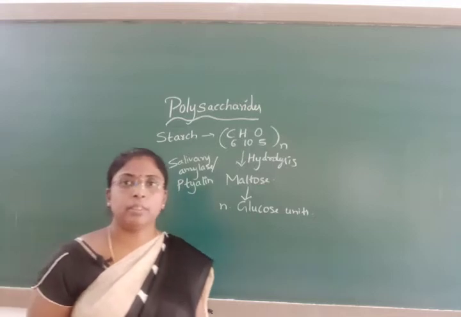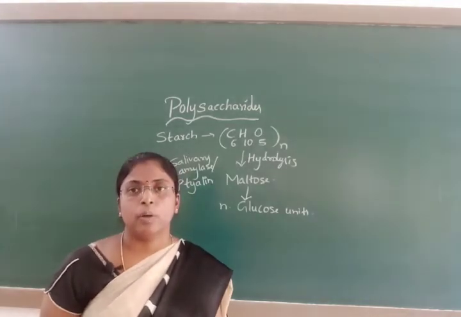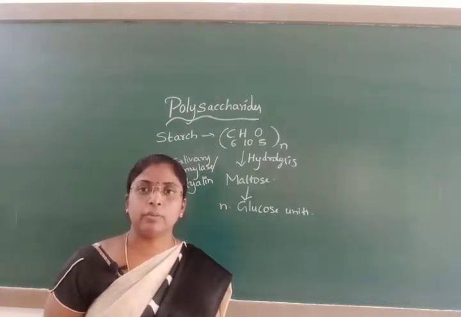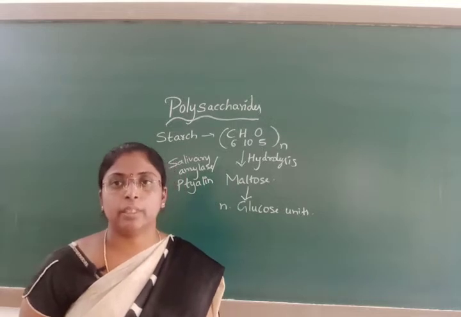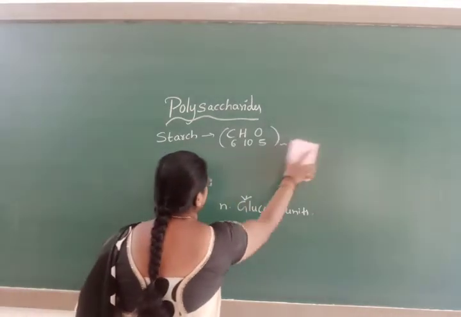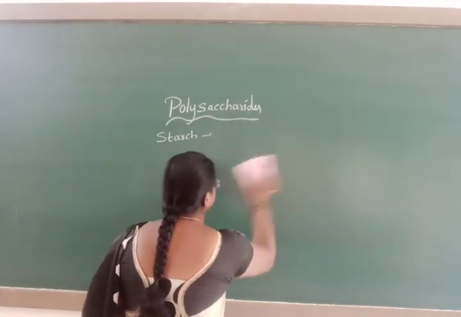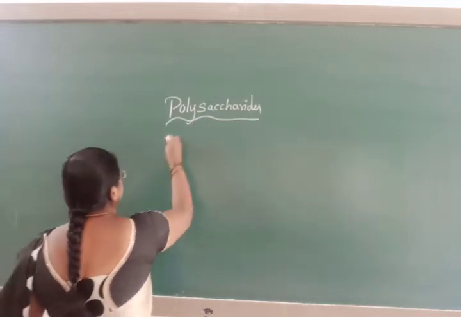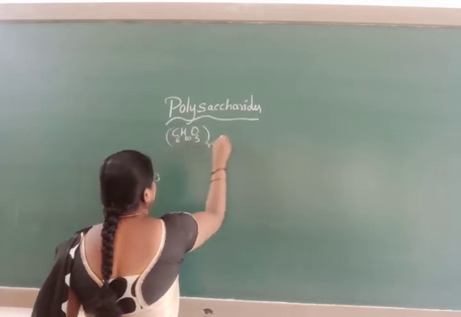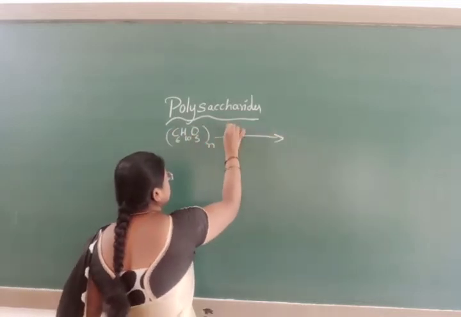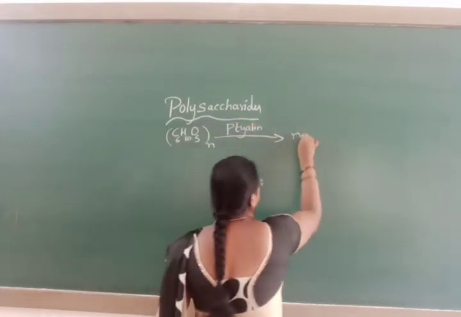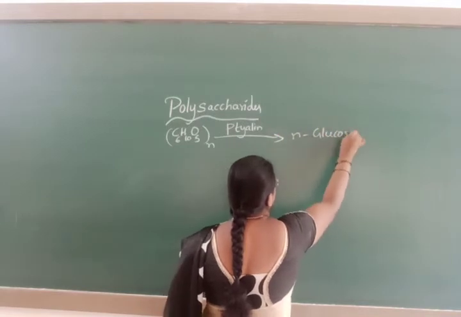Starch is made up of two components. One is the amylose, it is a water soluble component, and another one is the amylopectin, it is a water insoluble component. If you see starch, its formula is C6H10O5 N times. Starch C6H10O5 N times undergoes hydrolysis in presence of salivary amylase or ptyalin to form n number of glucose units.